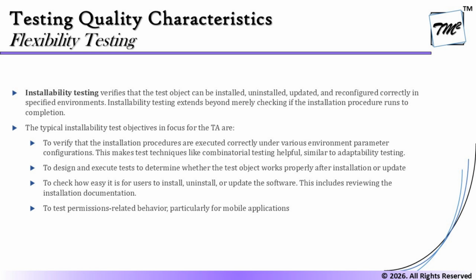So installability testing extends beyond merely checking if the installation procedure runs to completion, and that includes a lot of other objectives for the test analyst. The typical installability test objectives in focus for the test analyst are to verify that the installation procedures are executed correctly under various environment parameter configurations. And this makes test techniques like combinatorial testing very helpful, similar to adaptability testing.